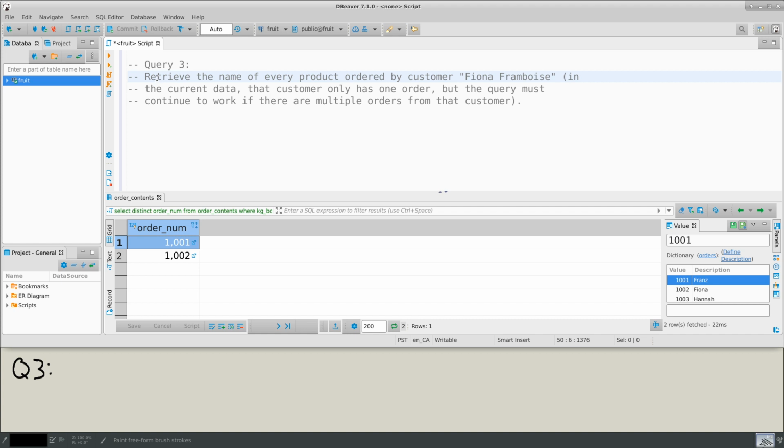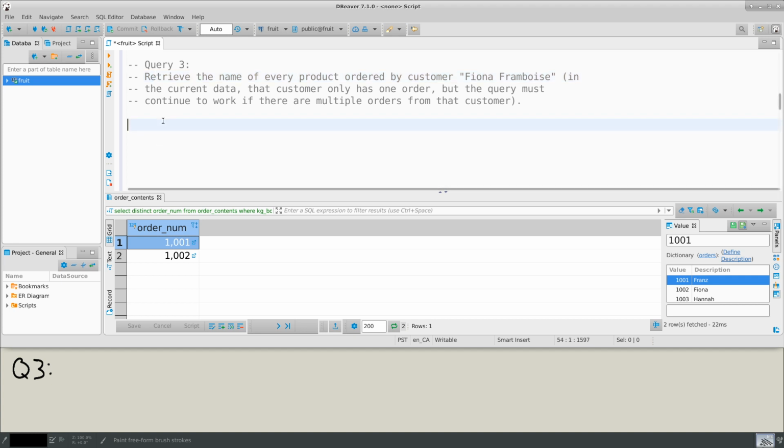You may notice that you could look up yourself on the side here that Fiona's order is order 1002, and therefore you could just look up order 1002. So the question is saying you cannot do that. You have to make sure that you allow for there to be multiple orders, or for you not to know what the order number is. So how do we tackle this?